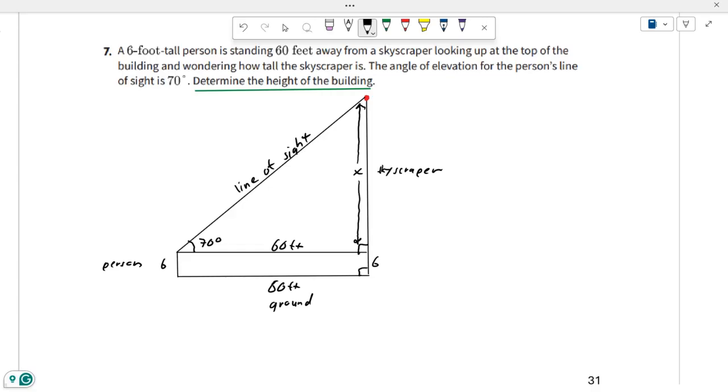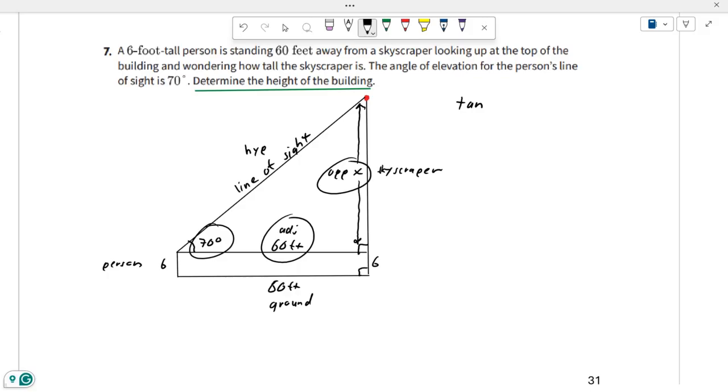In order to do this, we need to use trigonometry. So I'm going to use my 70 degrees and label my triangle relative to the 70. My line of sight is the hypotenuse, X is the opposite, and the 60 is the adjacent. I know the adjacent. I want to know the opposite. So which trig function, sine, cosine, or tangent, connects opposite and adjacent? The answer to that question is tangent.